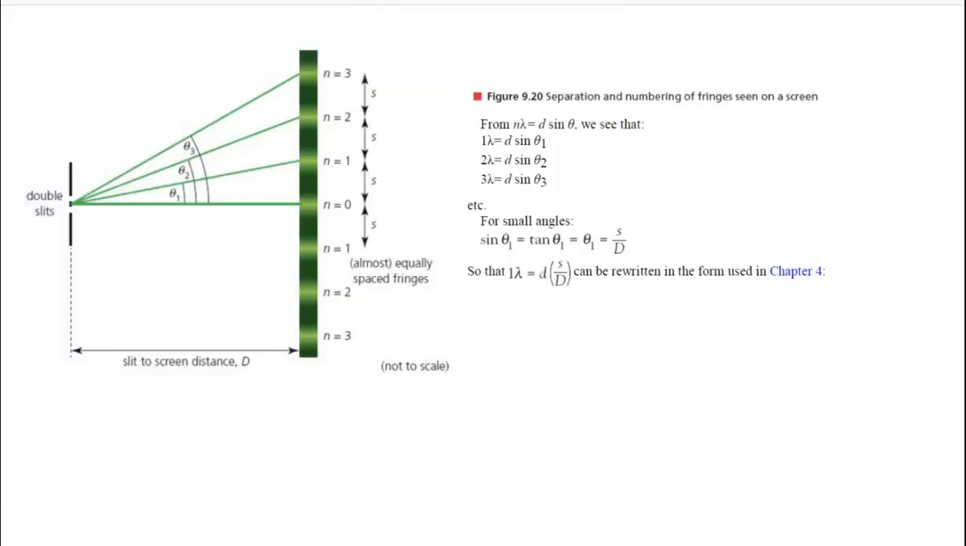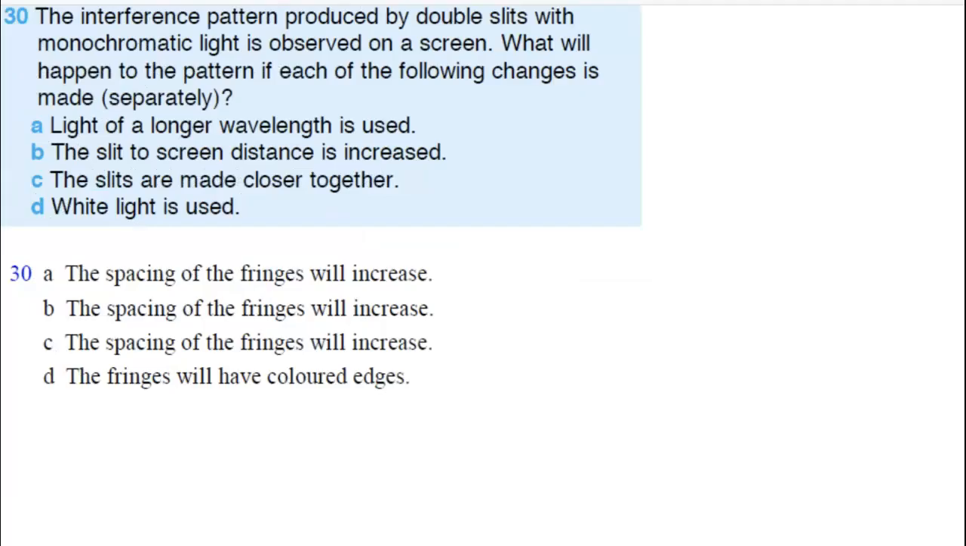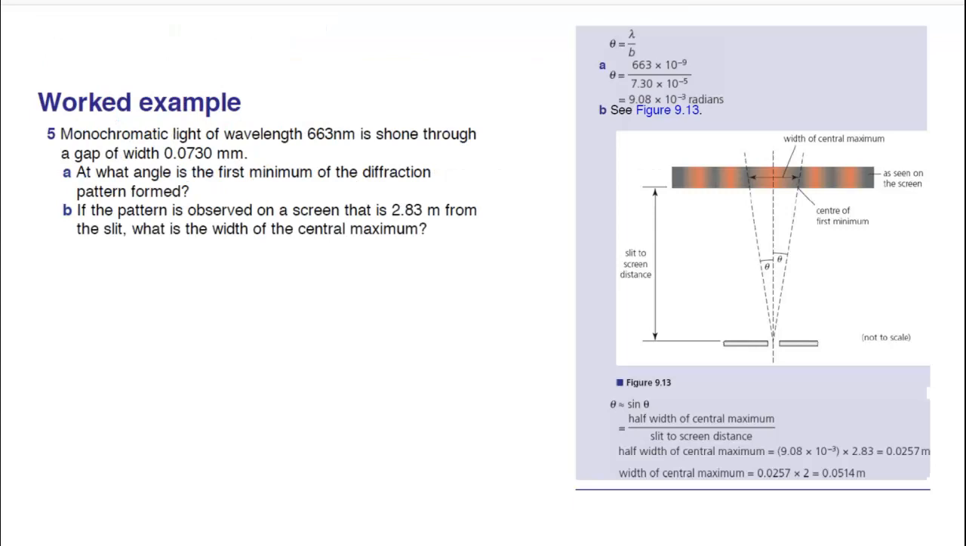Okay, so I think that's everything. I think you've got everything you need to be able to answer the assignments. So you can stop the video here and finish that assignment. And in the next part of the video, I'll talk about multiple slits.